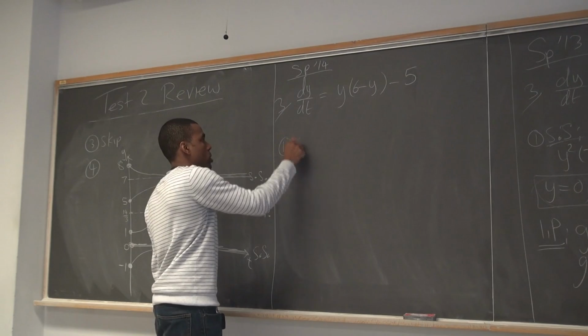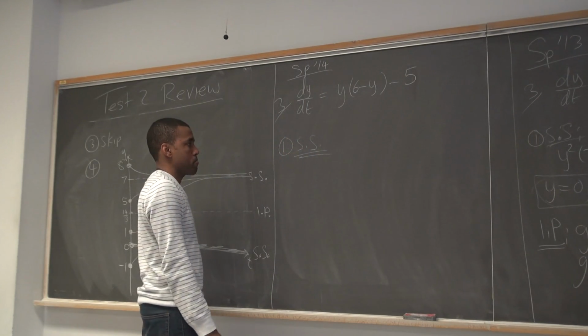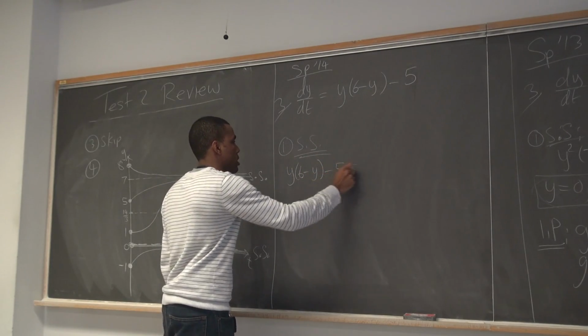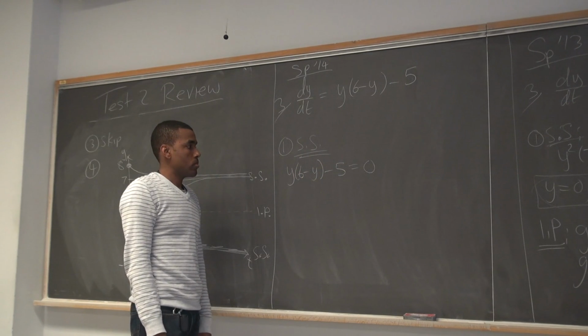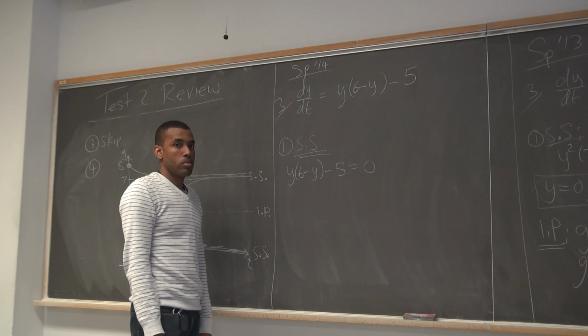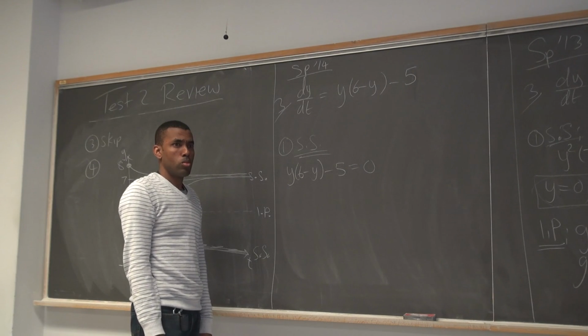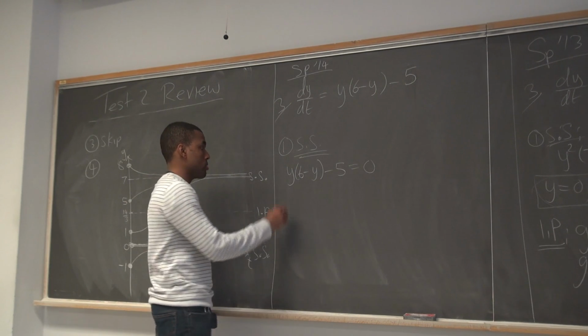So if we're doing step 1 and want to find the steady states here, how do you find the steady states? It's equal to 0. How do you solve that? Y's gotta be 1 or 0. You can multiply out first and then factor.